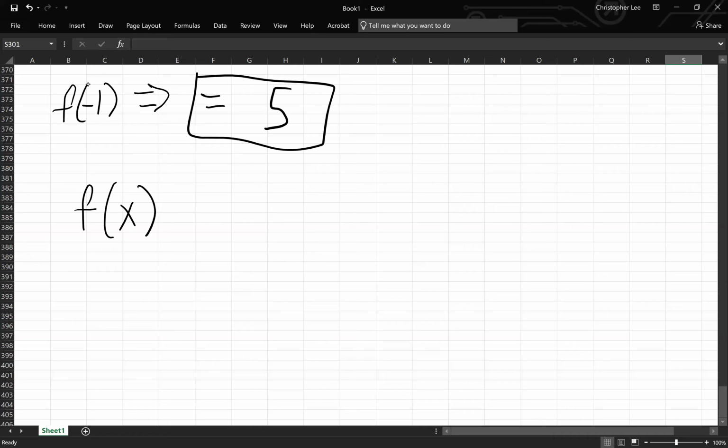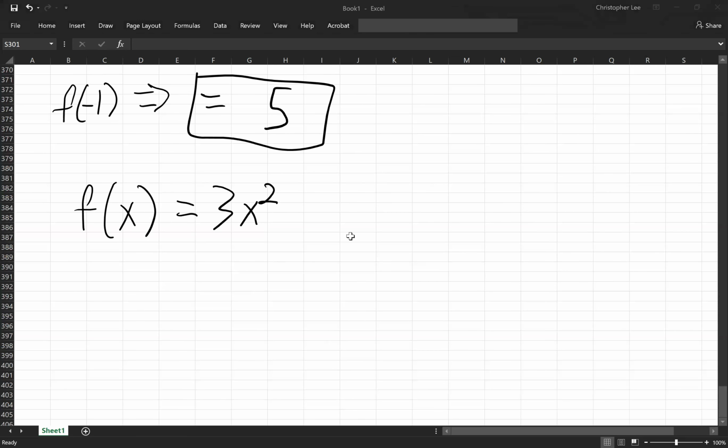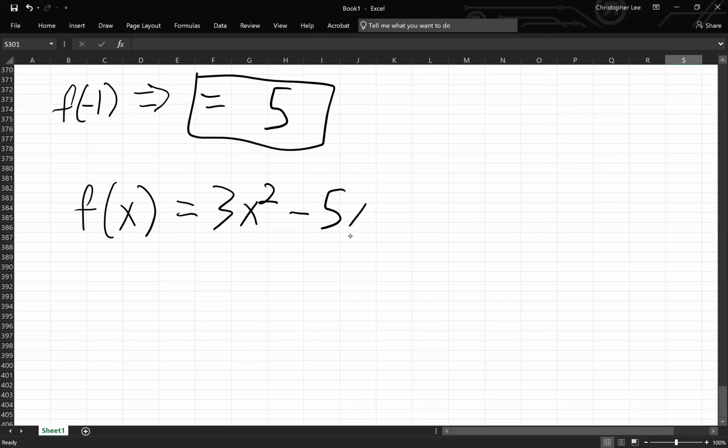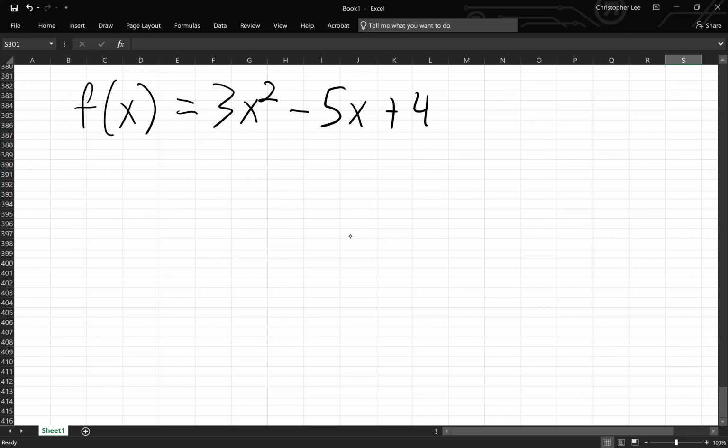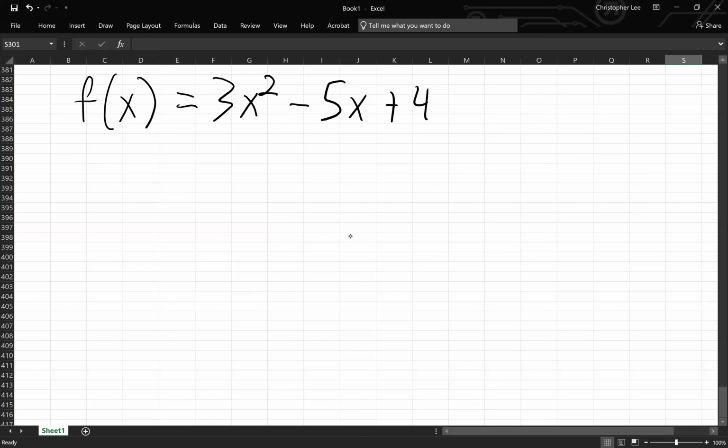So let's try this. Let's say I have f of x is equal to 3x squared, trying to copy the problem from before, minus 5x plus 4. All right, so let's say that I asked you what is f of 1. What am I going to write? Go ahead.